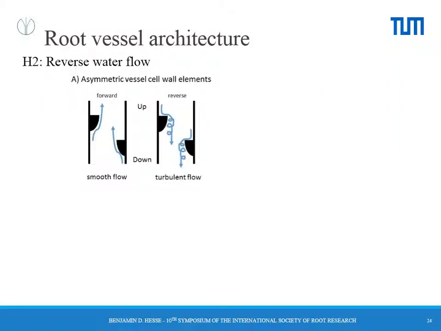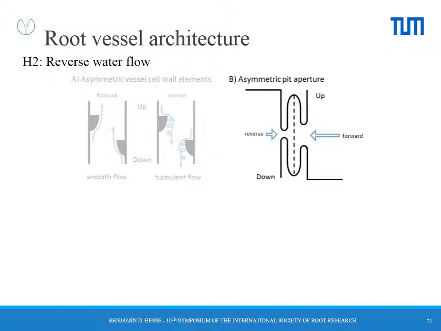So we came up with four ideas that might be related to that. There is much speculation behind that. The first would be, for example, that we have elements that are pointing into our vessel lumen. If these were asymmetric, this would mean that one direction could have a smoother flow than the other one, and the turbulent flow could cause a reduction in the conductivity.